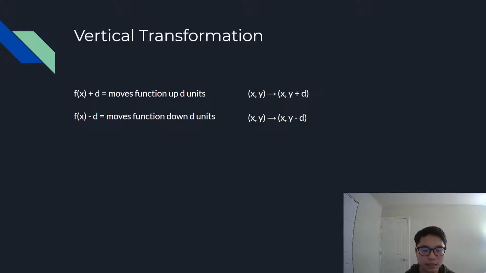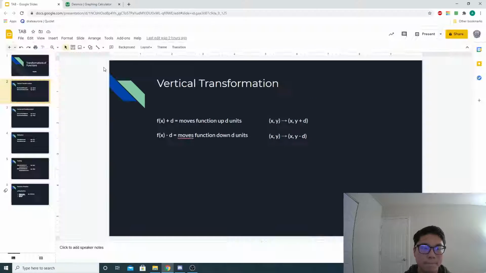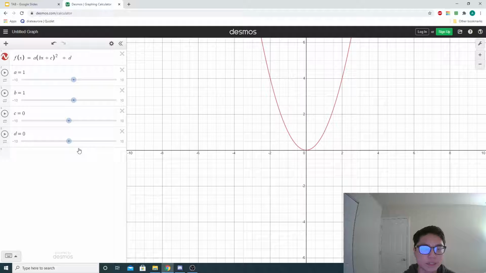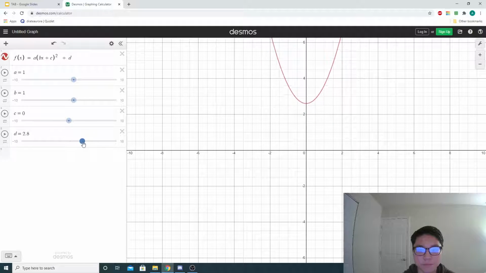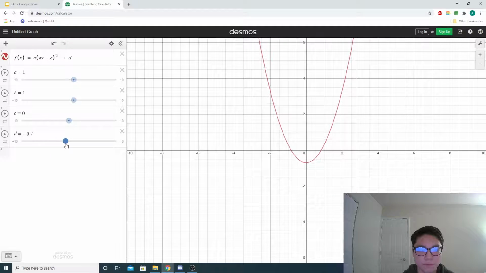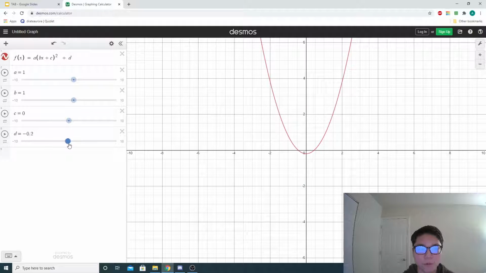On the right hand side, you can see how the x and y coordinates are changed due to adding or subtracting d. When graphing, when increasing d, the function moves up, and when decreasing, the function moves down. And for graphing, we will be using the parent function x squared.